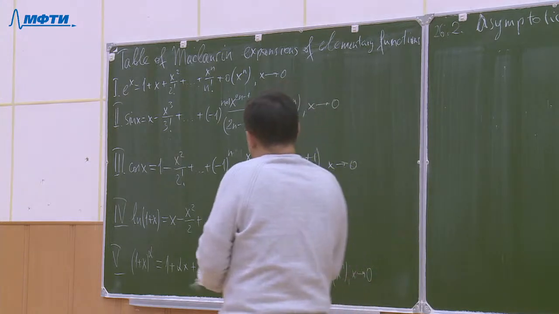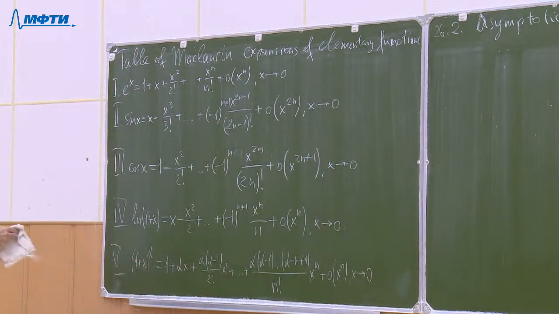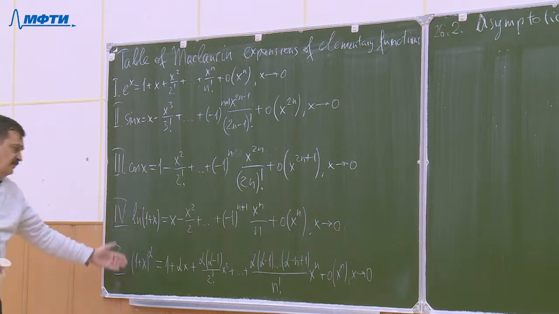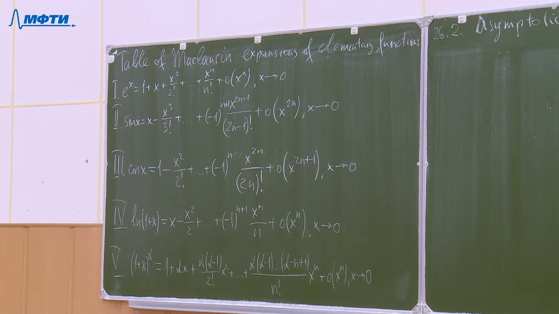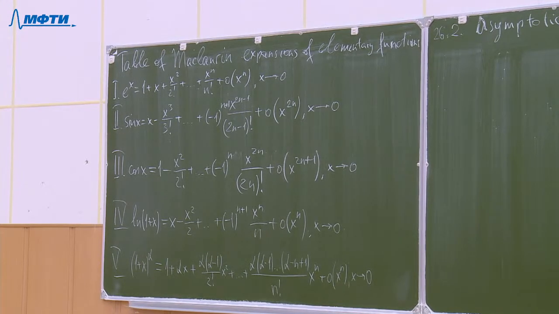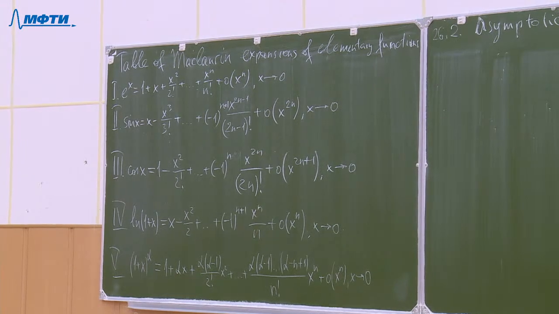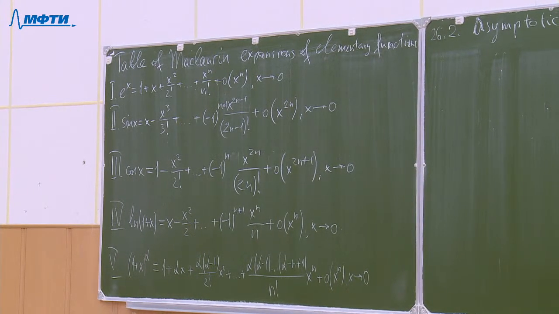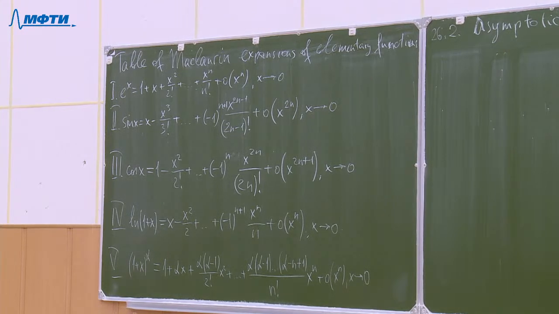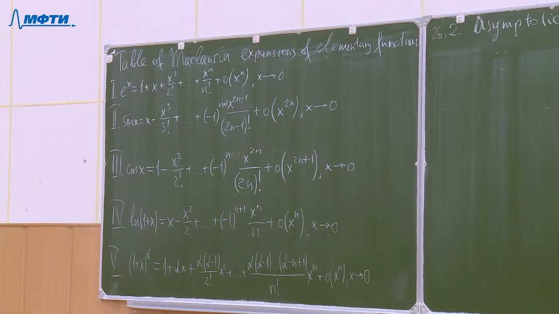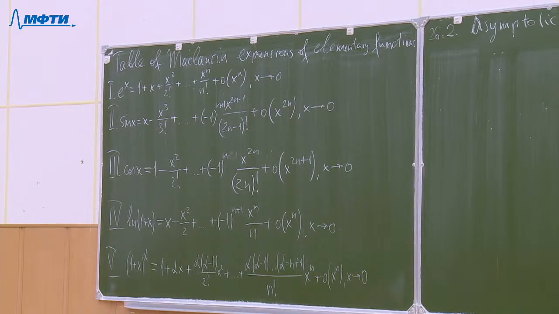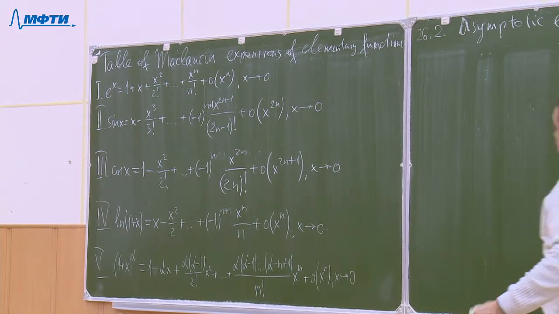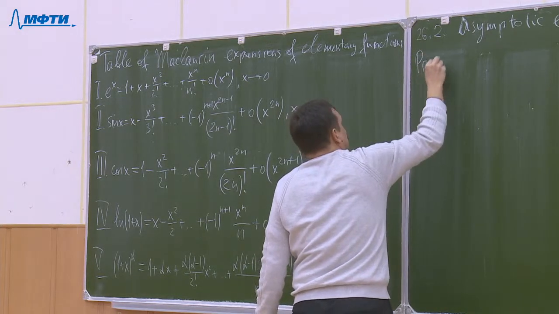Of course, there are more, but all others you can easily deduce. In fact, you can also deduce sine and cosine from e to the power x, of course, and the logarithm from the binomial using some results. Okay, so let's prove those expansions. So, the proof for those expansions.